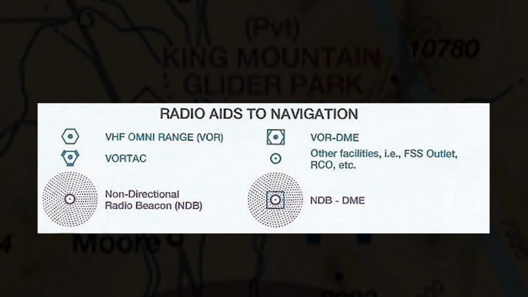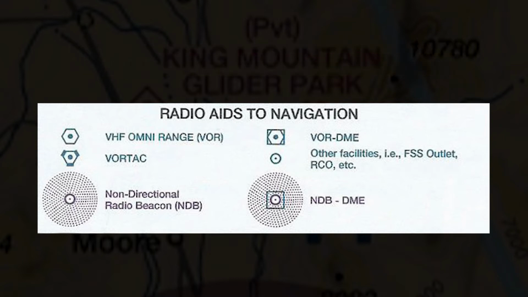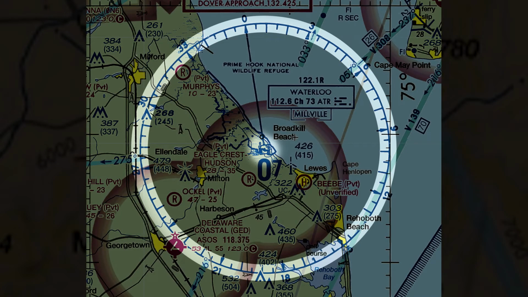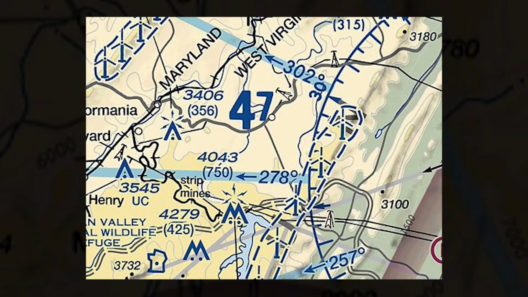Charts will also show information on navigation stations, such as VORs, TACANs, and VORTACs. VOR stands for Very High Frequency Omnidirectional Range and is used for aviation navigation purposes. Tactical Air Navigation, or TACAN, is the military counterpart to a VOR, and a VORTAC is a facility consisting of both a VOR and a TACAN. In this figure, you can see the depicted VOR and the compass rose showing the radials, or directions, from the VOR. This chart also shows Victor airways, which are airways based on a center line that extends from one VOR or VORTAC navigation aid or intersection to another navigation aid, represented in the chart by light blue lines.